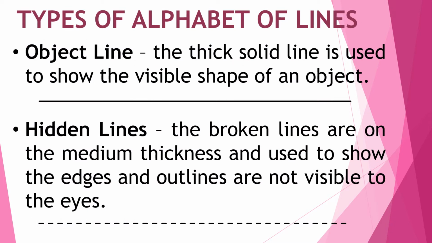We have different types of alphabet of lines. The first one is the object line. The thick, solid line is used to show the visible shape of an object. What you see in the picture is the representation of an object line. Next alphabet of line is the hidden lines. The broken lines are of medium thickness and used to show the edges and outlines that are not visible to the eyes. We have also an example of a hidden line.